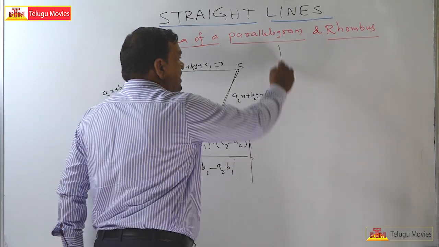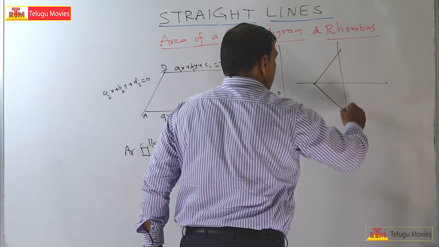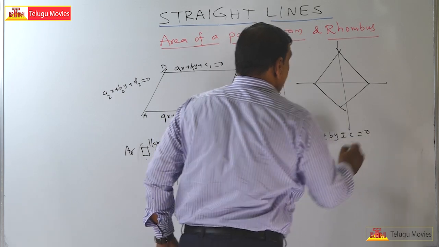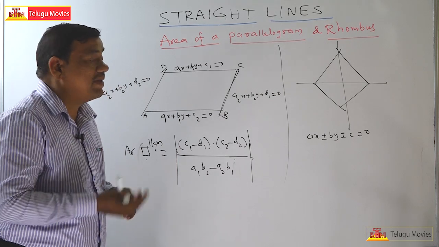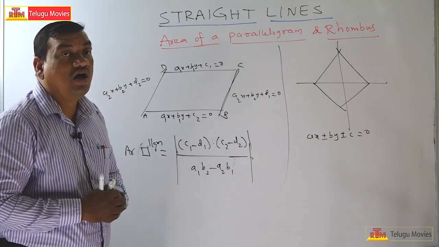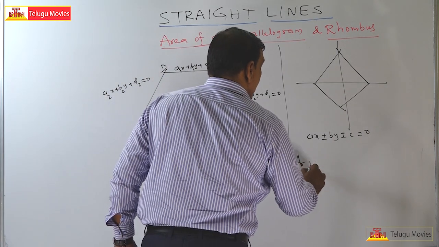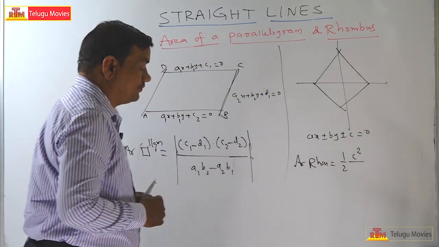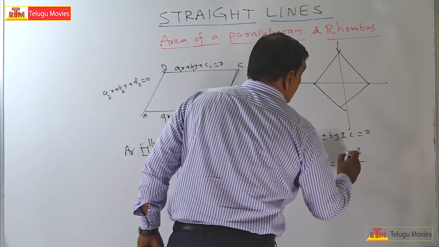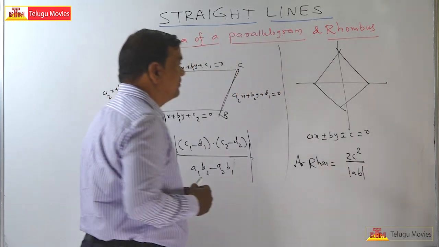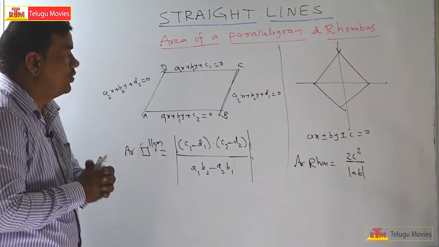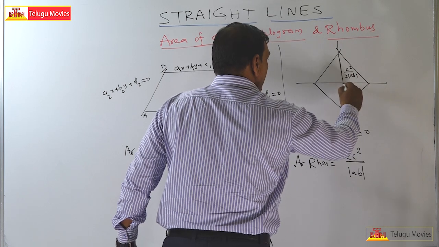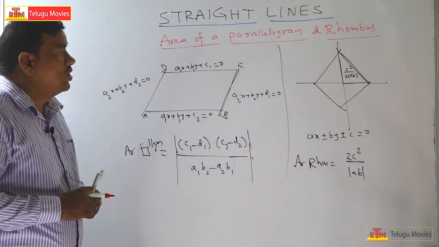Right, rhombus. What about the rhombus? See here, if there is a rhombus like this, the equation of this rhombus is ax plus or minus by plus or minus c is equal to 0. If you want to find the area of this rhombus, it is given by 2c square by modulus of AB. Understand this? So how can we say that? Already we know that up to here, this area is c square by 2 times modulus of AB.